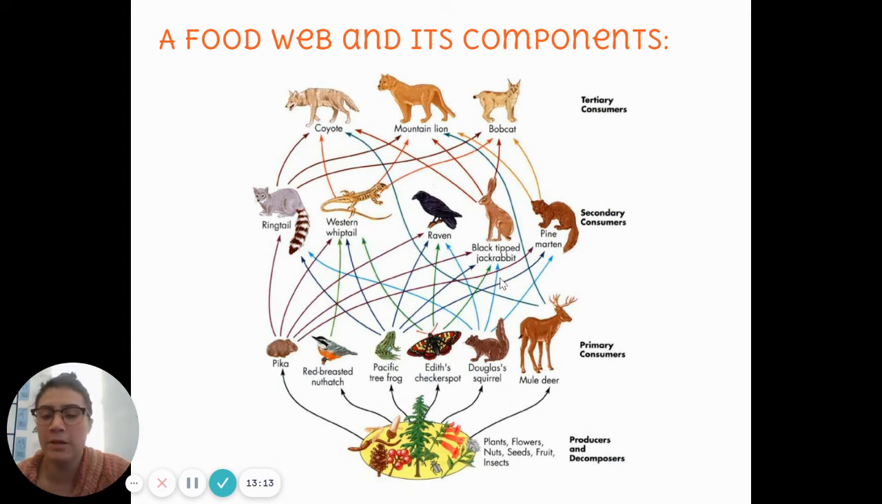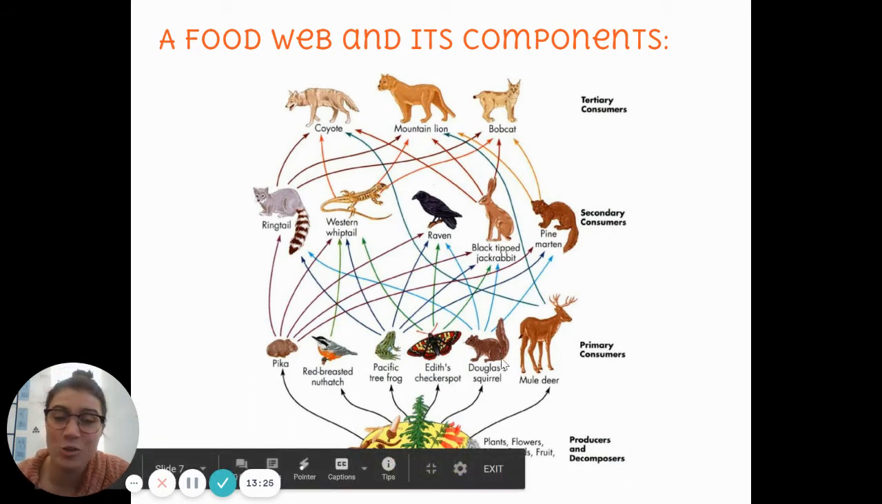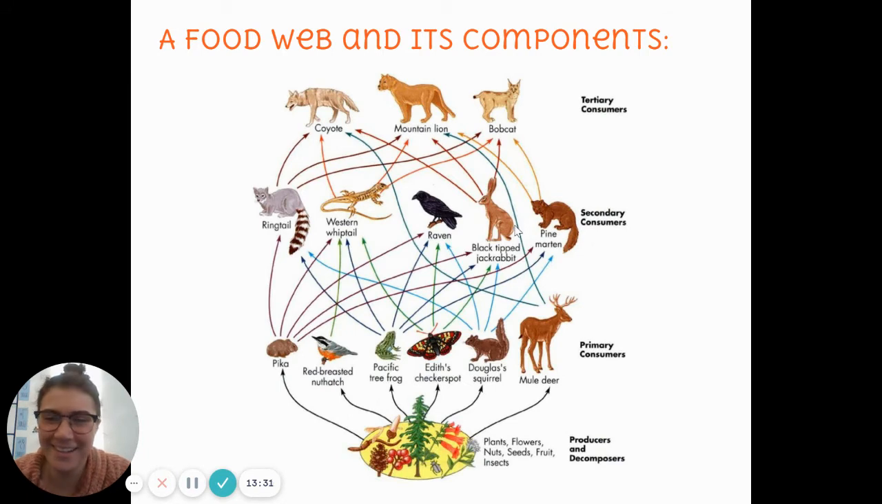But you can see that the black-tailed jackrabbit can also eat a pika. It can eat a Pacific tree frog. It can eat a checkerspot butterfly. And it can also eat a squirrel, which I've never seen happen, but I guess it does. And then it goes up here where a mountain lion can eat multiple things as well. So this is why it's called a food web: it kind of looks like a spider web, because it's not just one direct line.